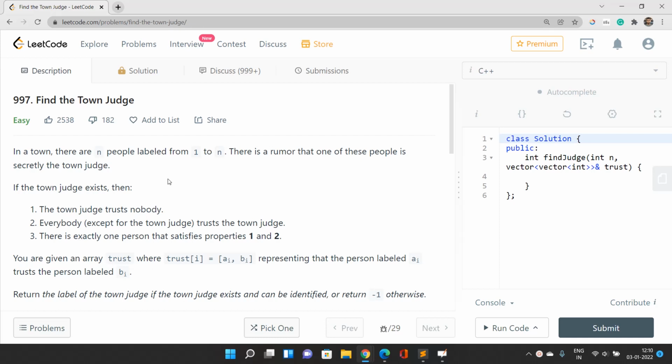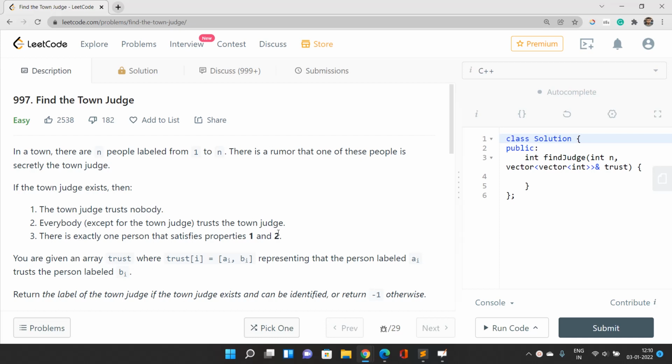In a town there are n people labeled from 1 to n, and there is a town judge among these n people. There is exactly one town judge. If a town judge exists, then the town judge trusts nobody, and everybody except the town judge trusts the town judge. Excluding the town judge, everyone trusts the town judge, and there is exactly one person that satisfies properties 1 and 2.